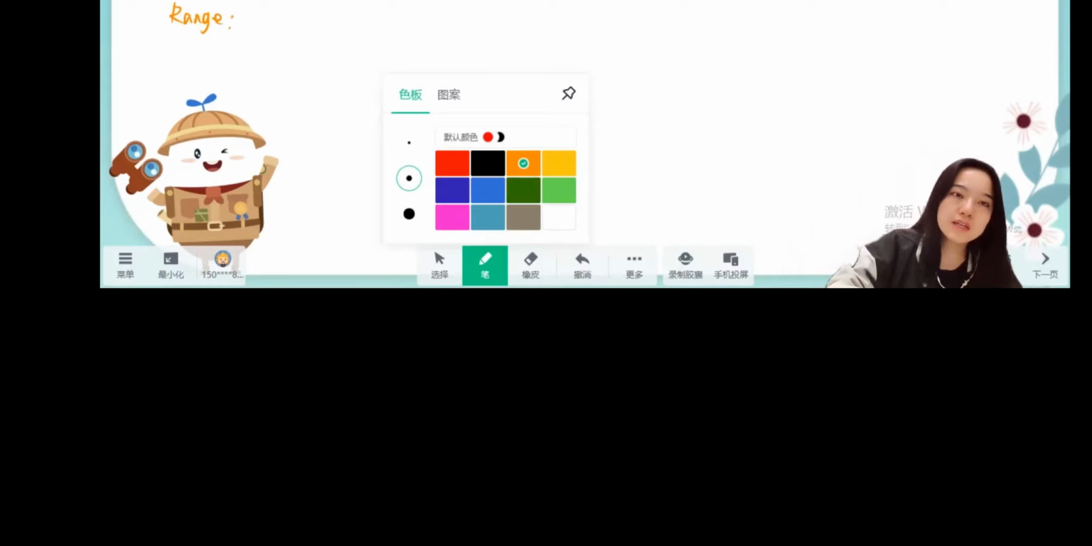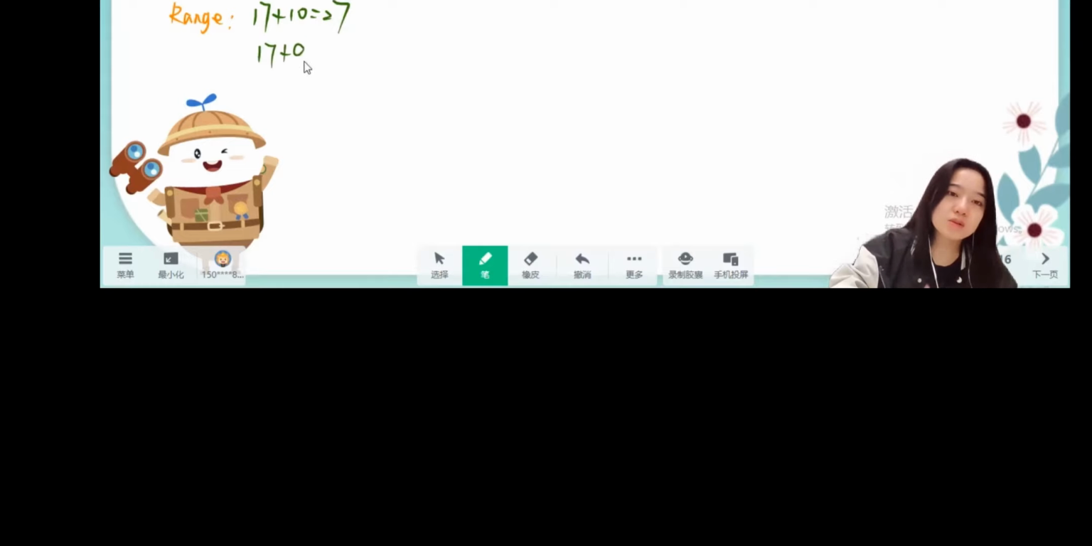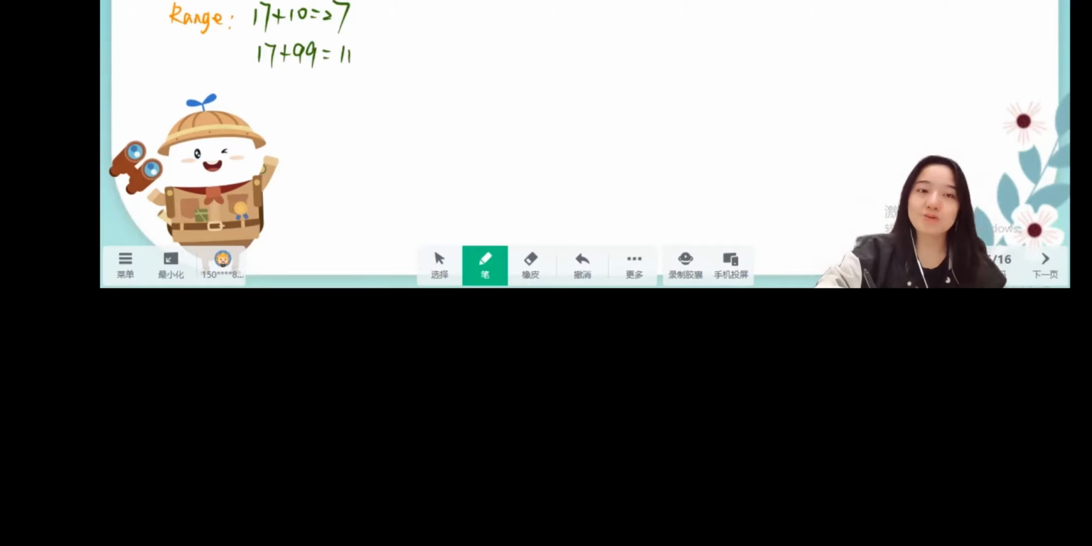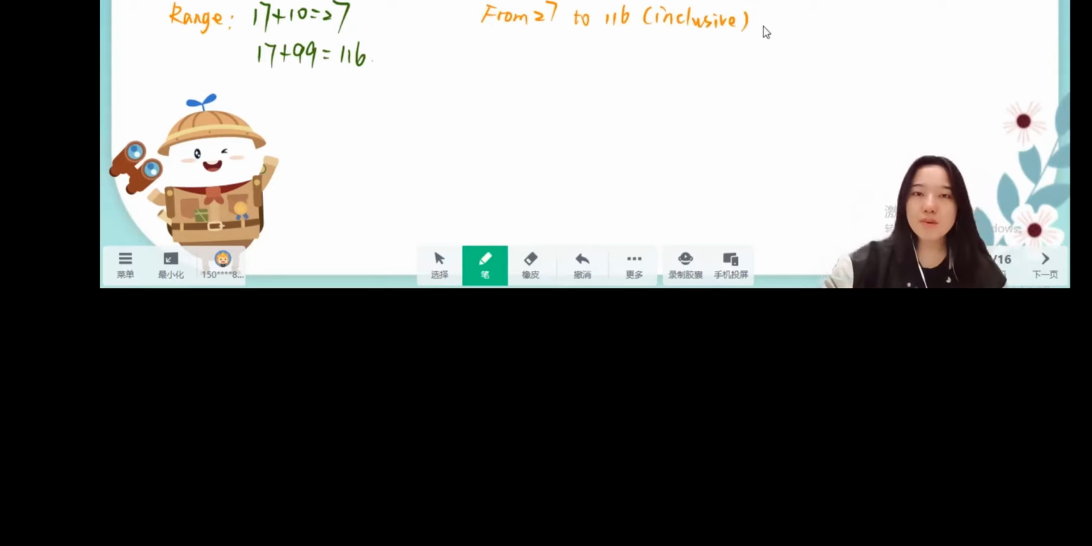We are discussing the sum of 17 and a 2-digit number. The smallest 2-digit number is 10, so we need to start with 27. And the biggest 2-digit number is 99, so the biggest sum we need to discuss is 116. In other words, we need to check from 27 to 116, including both ends.